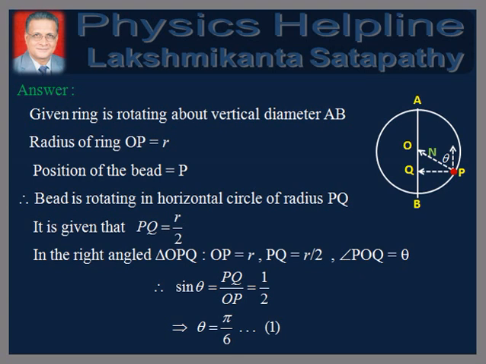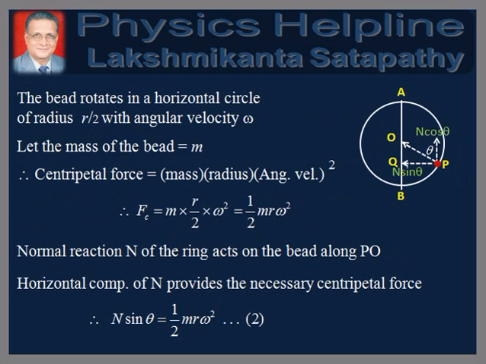Now, in the right angle triangle OPQ, we have OP is equal to r, PQ is equal to r by 2 and angle POQ is equal to theta. Therefore, we have sin theta is equal to PQ by OP, which is equal to 1 by 2, which implies theta is equal to pi by 6. The bead is rotating in a horizontal circle of radius r by 2 with angular velocity omega.